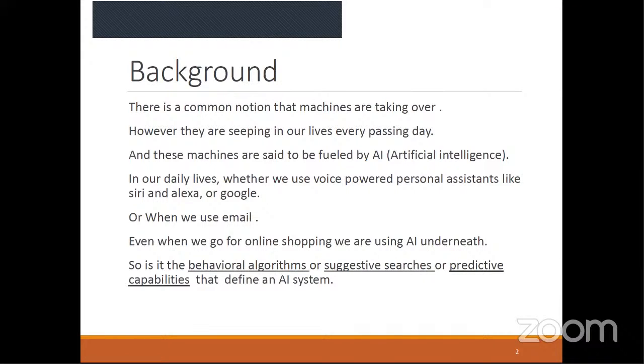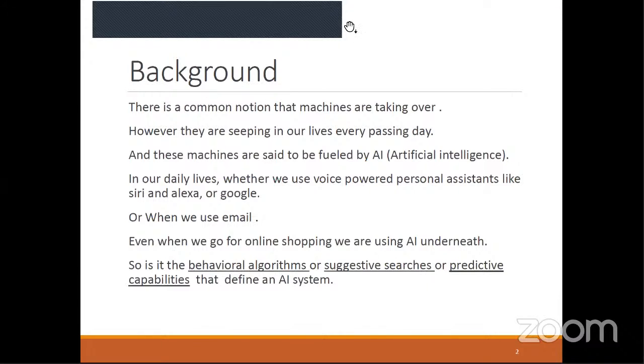So we normally have to think about what the underlying platform is. Sometimes it can be behavioral algorithms, or sometimes suggestive search when you use Google, or it's the predictive capabilities that define an AI system. When you say behavioral systems, the system behaves in a different way when you respond to it. And when you use Google, a lot of suggestions come to you before you actually finish typing. You may have a keyword in your mind, but a lot of suggestions come up. Again, it's based on a lot of data processing, and sometimes we see the trend.